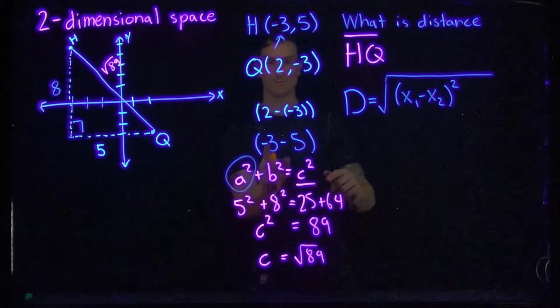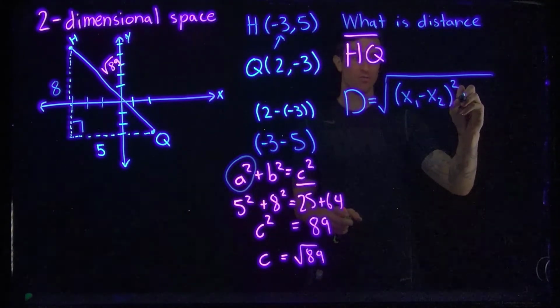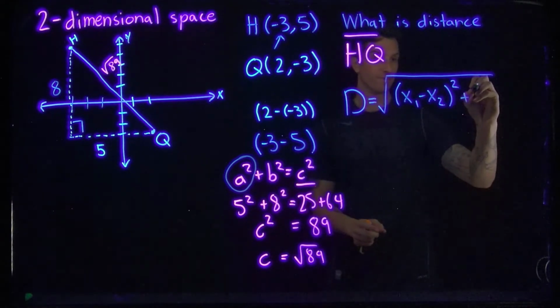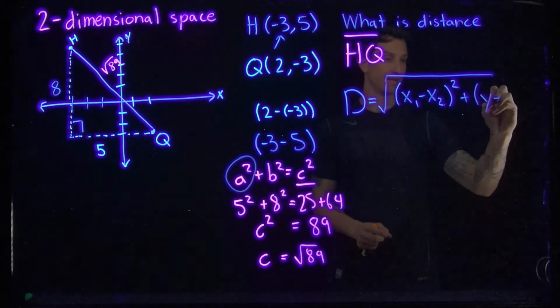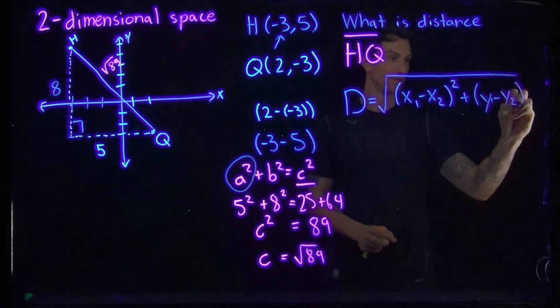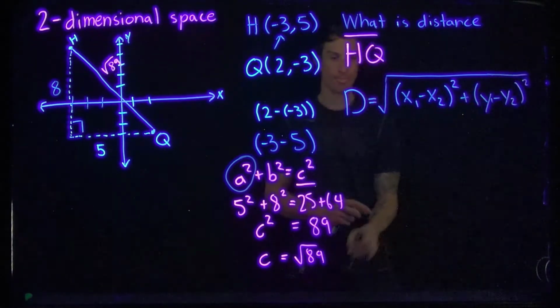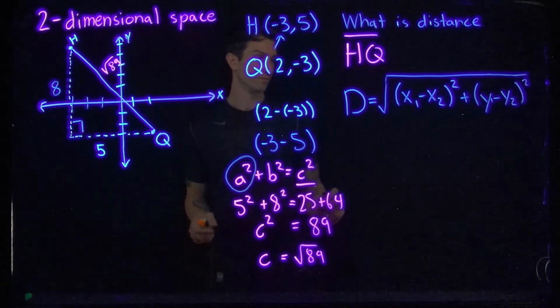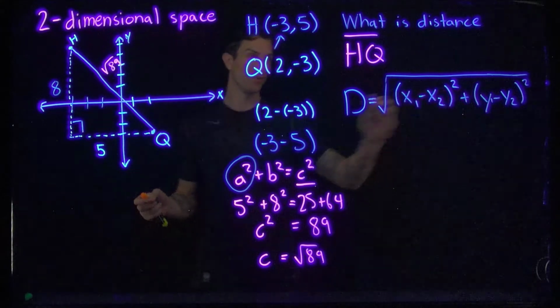And we repeat the same thing for y. So then we said, well, we added it: a squared plus b squared. So y1 minus y2, squared. And that's it. This is our distance formula.